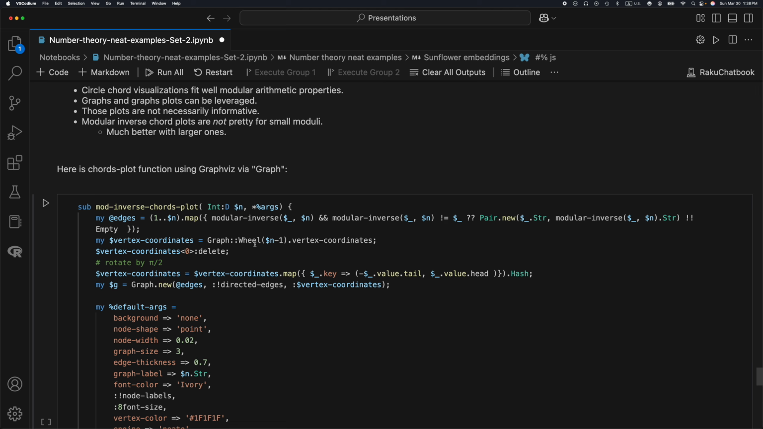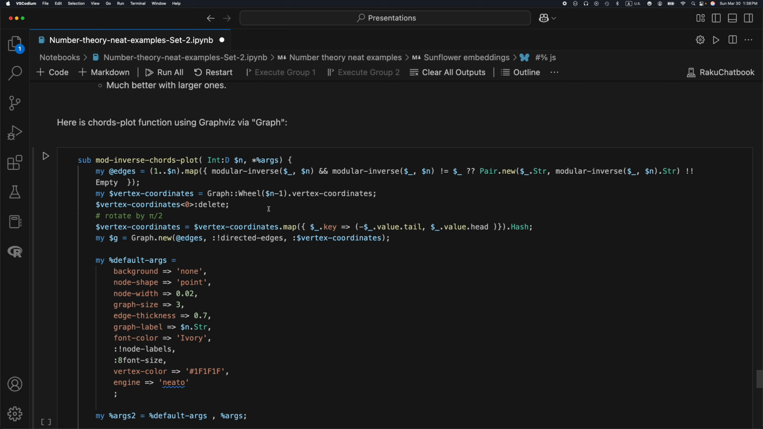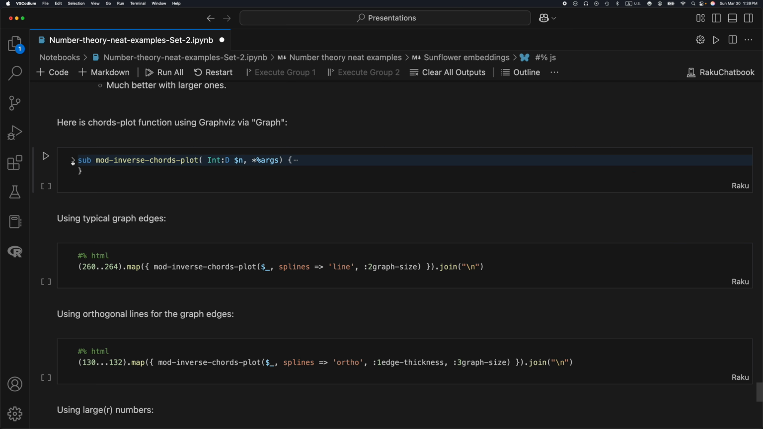I'm using the wheel graph. The wheel graph has a hub in the center of the wheel, but I'm removing it in order to just get the numbers from 1 to whatever size n I have taken. This is not necessary, but it is neat that I can use the package Graph to very quickly produce some visualization. This is the first visualization I did. Actually, let me show you what these are.